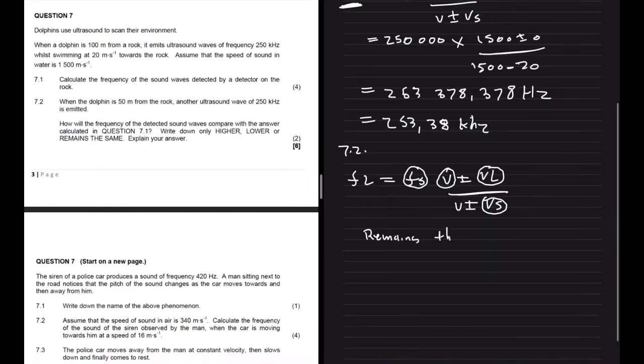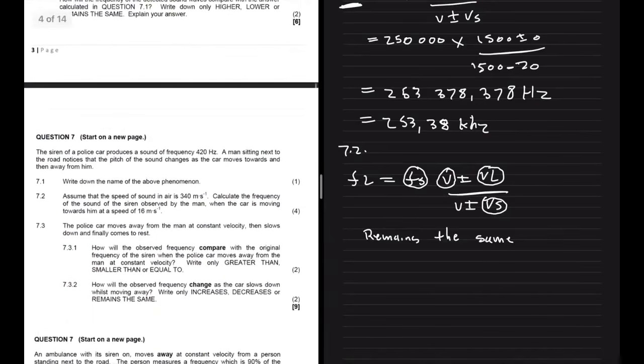Remains the same. And then it says explain your answer. You'd explain your answer by writing this formula and stating that the distance between the sound source and the observer is not a variable in the equation we use to determine the frequency detected. Let's go ahead and move to the second question.